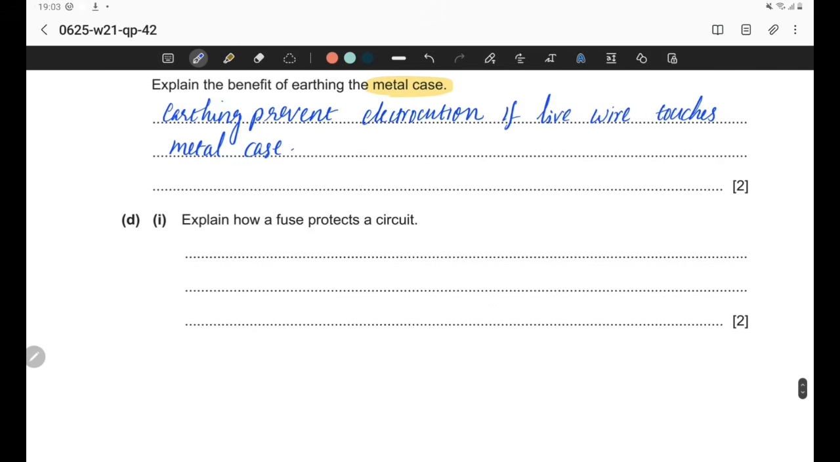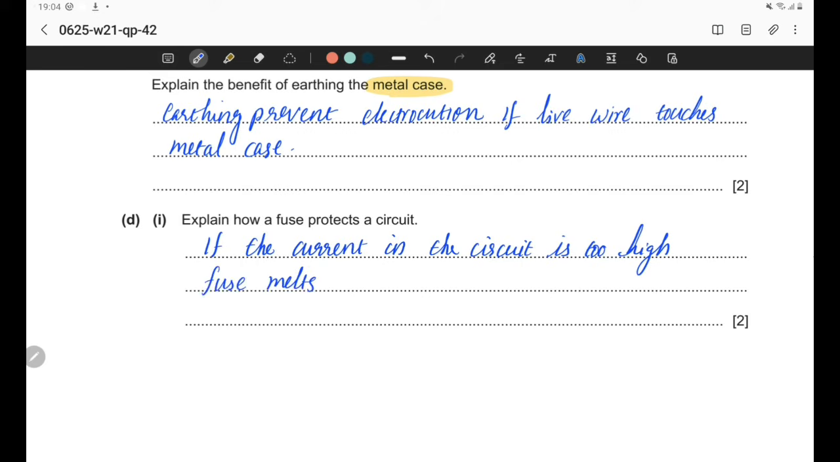Part D, explain how a fuse protects a circuit. So here we can write the basic working principle of a fuse: if the current in the circuit is too high, the fuse melts. Since it is a 2 mark question, these 2 points are enough.